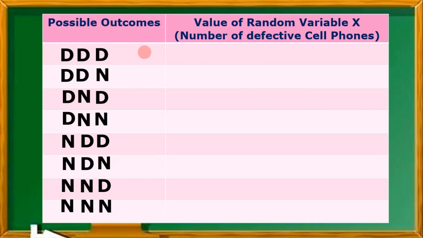Remember, the random variable x is defined as the number of defective cell phones. In possible outcome number 1, there are 3 defective cell phones. In this outcome, there are 2, another 2, then we have another 2 defective cell phones. Then this one has only 1 defective, another here is 1 defective, and 0 defective, because all of these are non-defective cell phones. So we're done with this random variable. We move on to the next.